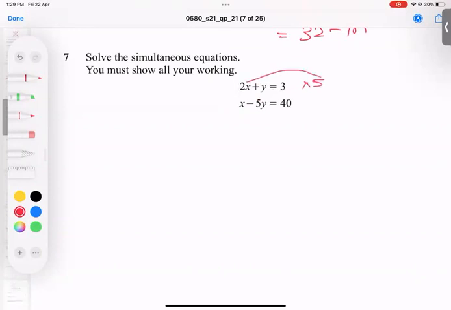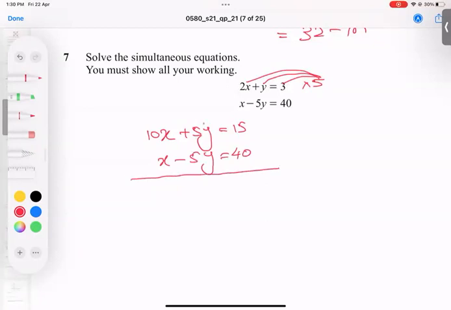So 5 into 2, 10x. 5 into y, 5y, and 5 into 3, 15. The lower equation, I'm not changing at all. So when I do it, the signs are already opposite, and you know it very well. When values are the same, for example, 3 and 3, but the signs are opposite like a plus and minus, the subtraction becomes 0. So it's a very clear sense. I can cancel them. And here 10 plus 1, 11, 11x. And here 40 plus 15, 55.